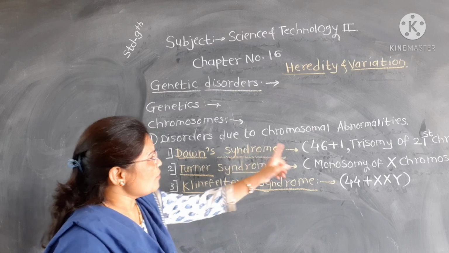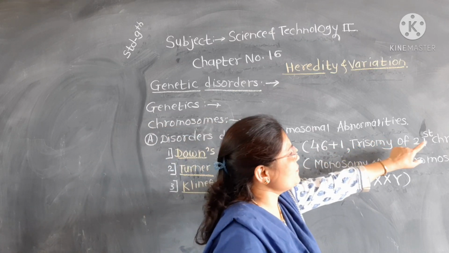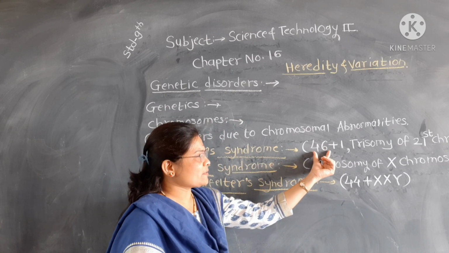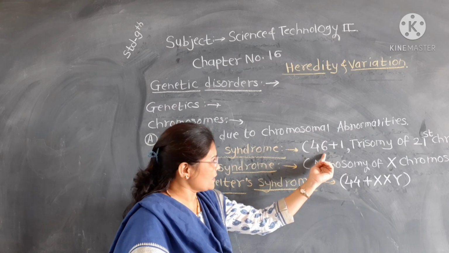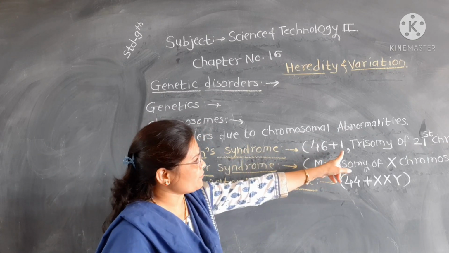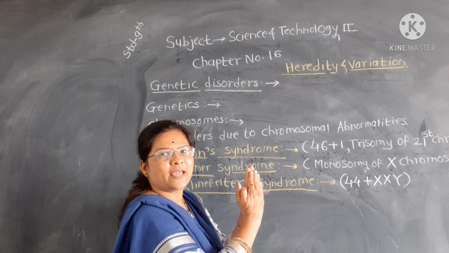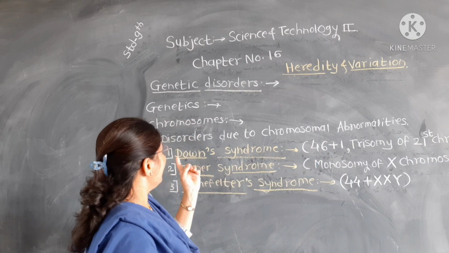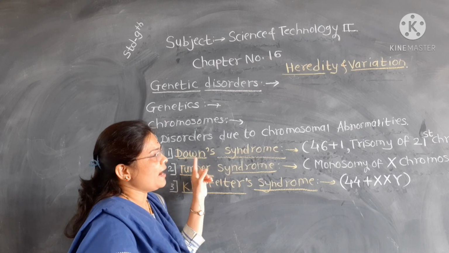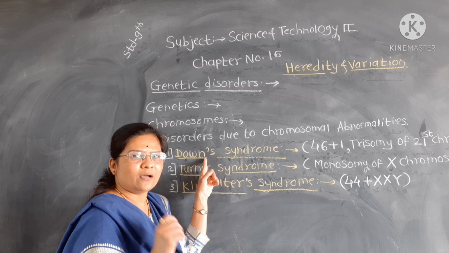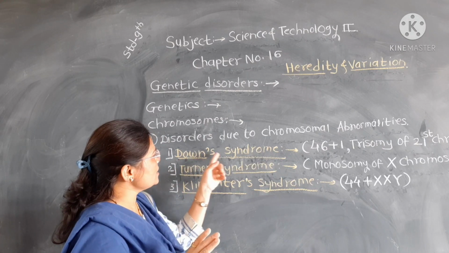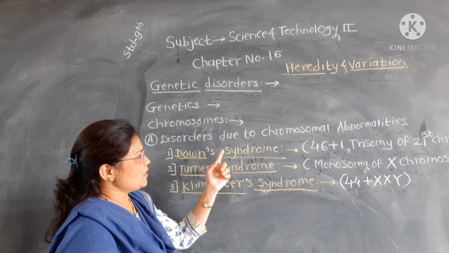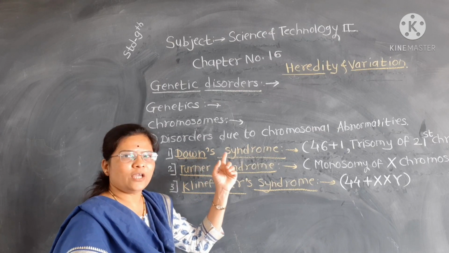In Down syndrome, 46 plus 1, trisomy of the 21st chromosome occurs. In normal human beings 46 chromosomes are present, but in case of Down syndrome, at the site of the 21st chromosome, one chromosome is again attached, and that condition is called trisomy of the 21st chromosome. In this, the patients are mentally retarded and the lifespan of these patients is not more than 20 years, and the mouth is always open and the neck of that person is very short. You may look at the diagram or picture in your textbook.